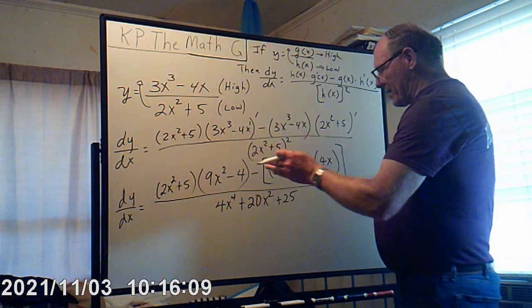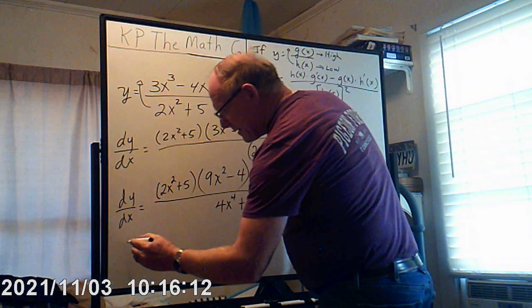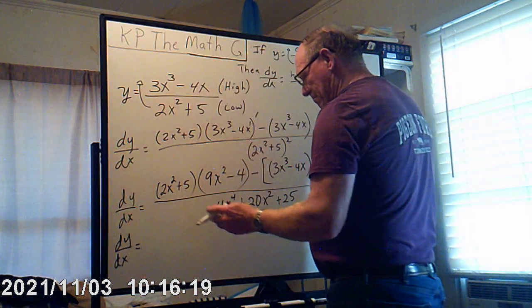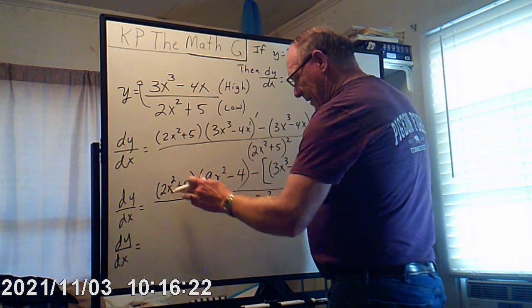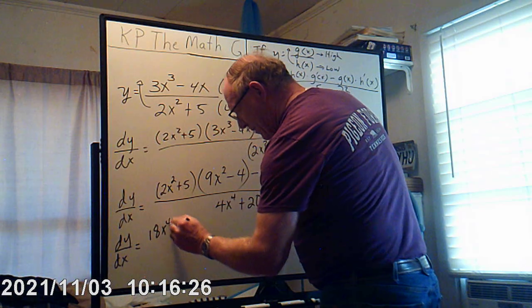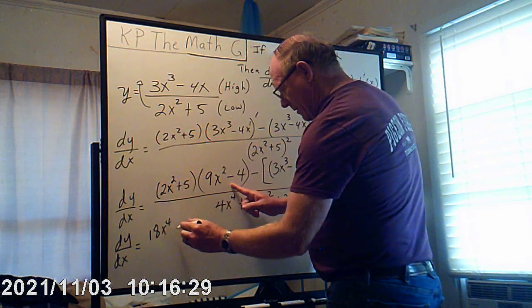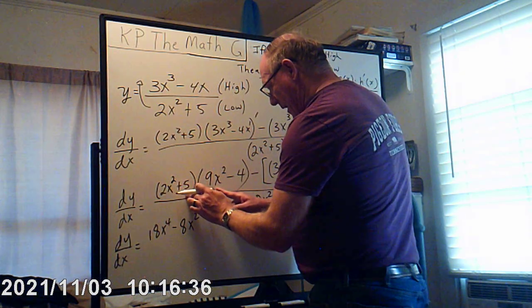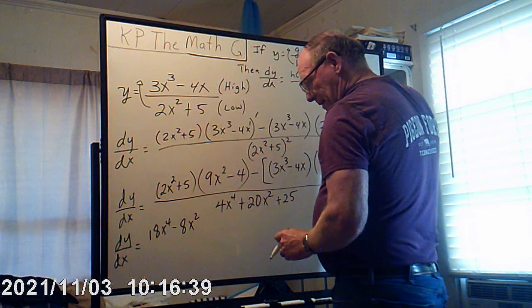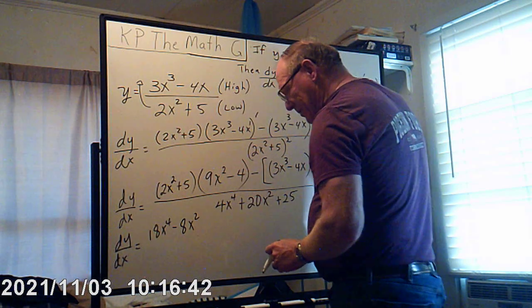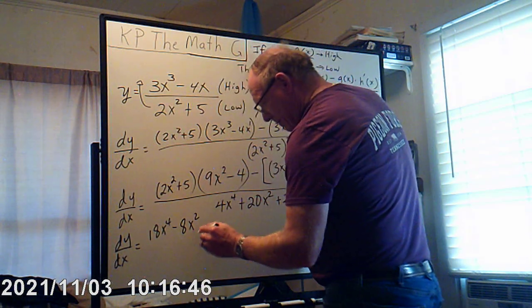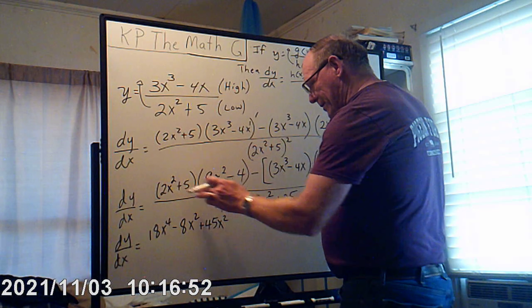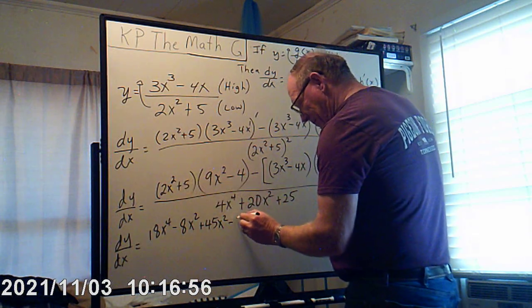If you want to move on and do this, we can. Let's do it. dy over dx. Once again, 2 times 9 is 18, x to the 4th. 18x to the 4th. 2 times 4 is 8, but that's minus, so minus 8x squared. 5 times 9 is 45, that is 45x squared. And then the last term is minus. So 5 times 4 is 20, so minus 20.